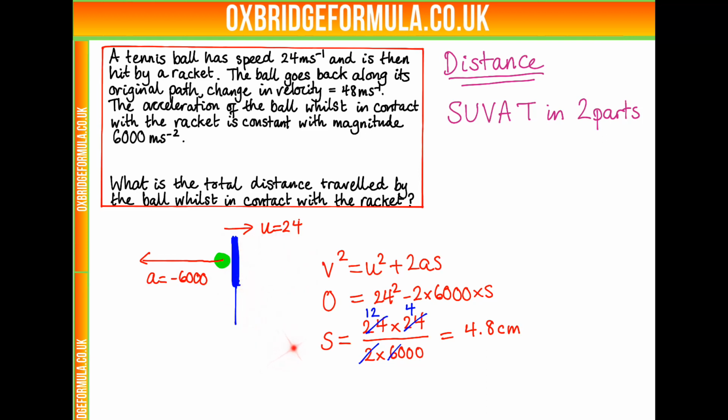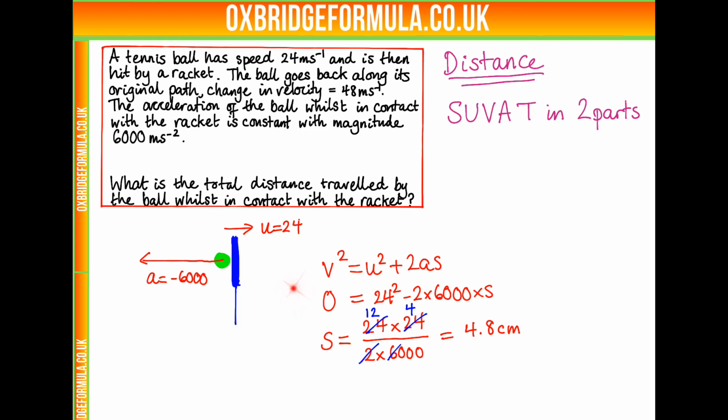So that's the first part, but how would we calculate the second part, the distance when it's getting pushed back out? Well, there's two ways to think about this that give you the same answer. From symmetry, we've gone from u equals 24 to 0, and then the next part will be u equals 0 to v equals minus 24, for example. And this distance should be the same as the initial one.